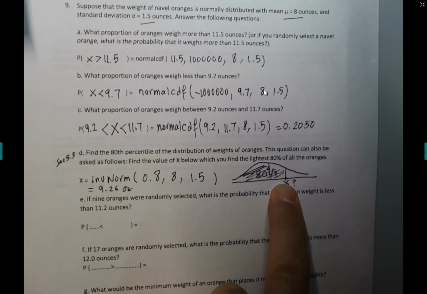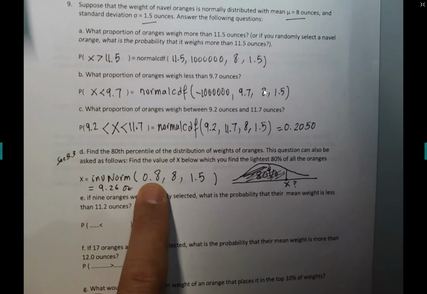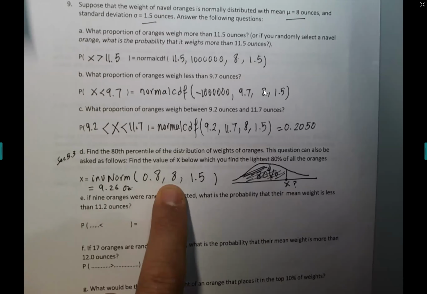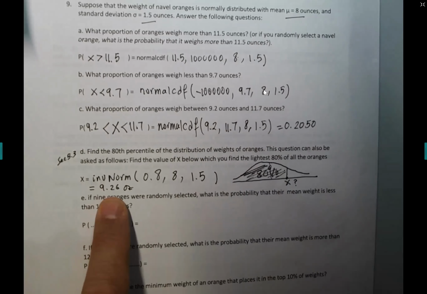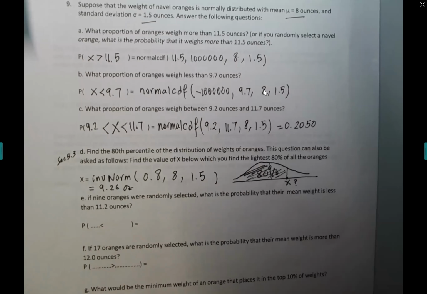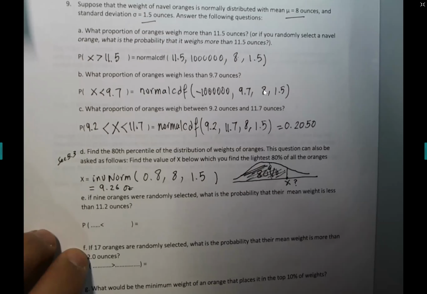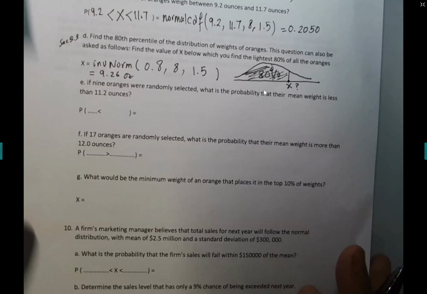I sketched it right here. You see this is 80% and we did an inverse norm, 0.8, that's the area. The mean is 8 from the beginning of the exercise. The standard deviation 1.5 and you get 9.26, which is bigger than the mean. Anything over 50%, guys, is going to lead to values that are bigger than the mean. E and F, we cannot do them yet until I explain section 5.4, but I'm going to do part G now.